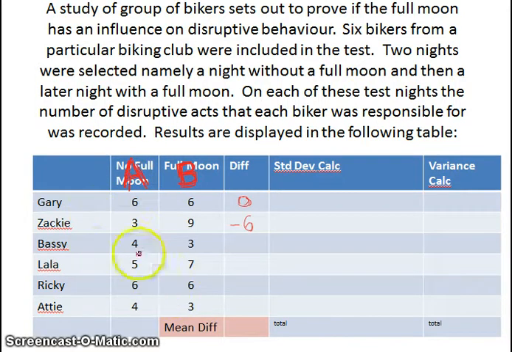What you have to pay careful attention to and ensure is that for each individual or sample, you use it in the correct order. So first factor A or first factor B, you can decide, as long as you keep factor A's together and factor B's together. So then for Bassie, it would be 4 minus 3, and that would be 1. For Lala, it would be 5 minus 7, and that would be minus 2. For Ricky, it would be 0. For Ati, it would be 1.